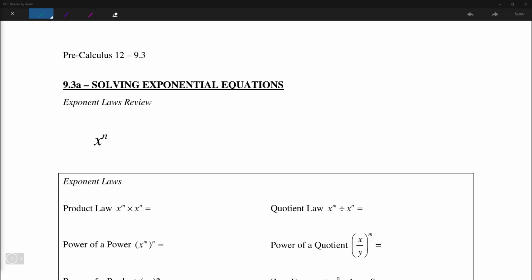Hello everyone, so today we're going to go over section 9.3 part A, solving exponential equations. We'll begin with some review of the exponent laws. So if we're given the power x to the n, we know that x is the base and n is the exponent. And x to the n is a power.